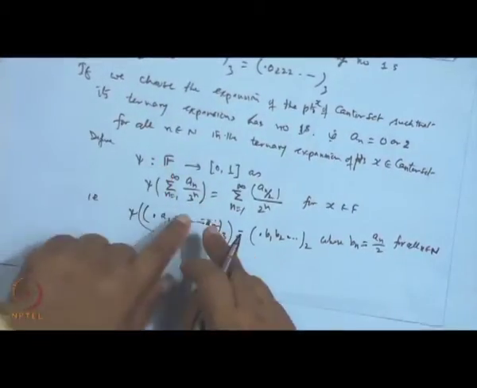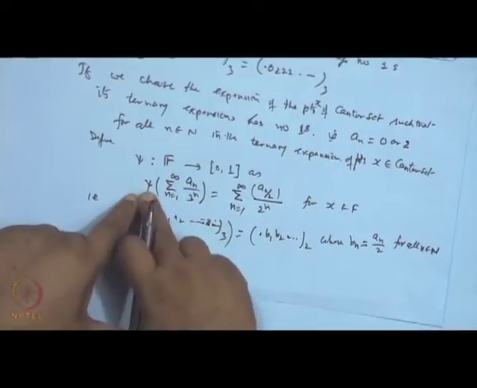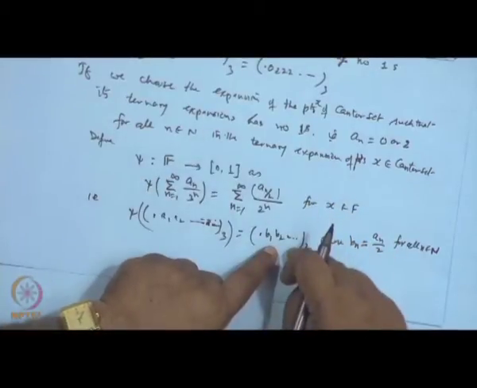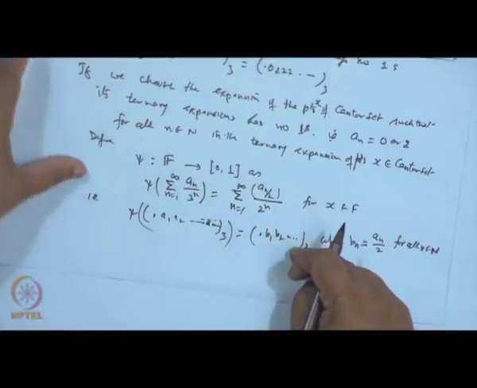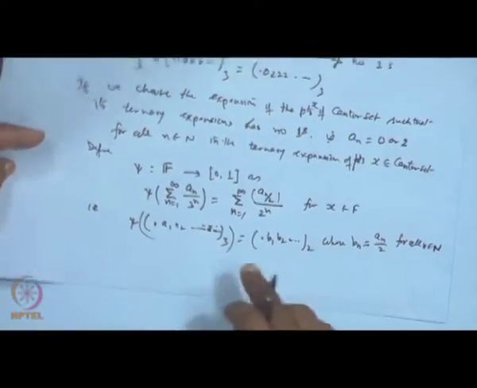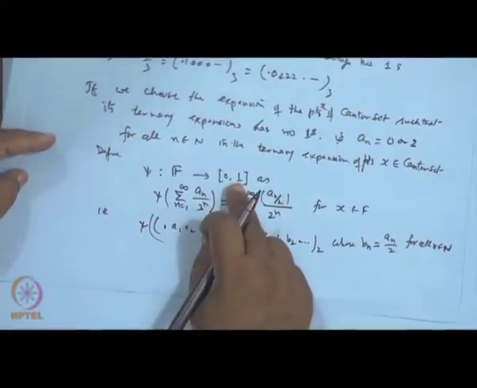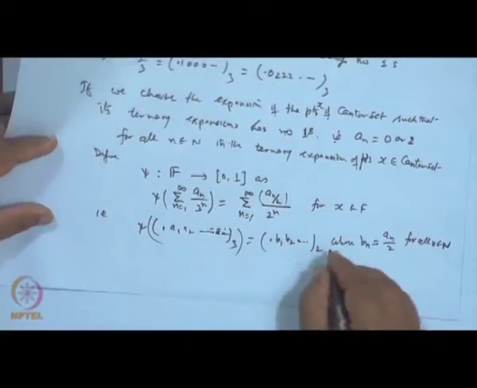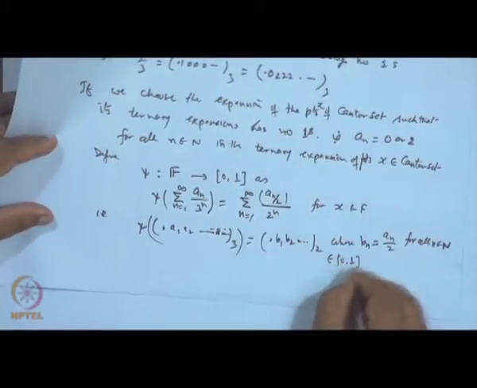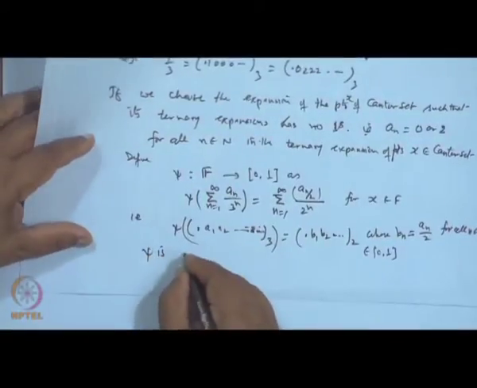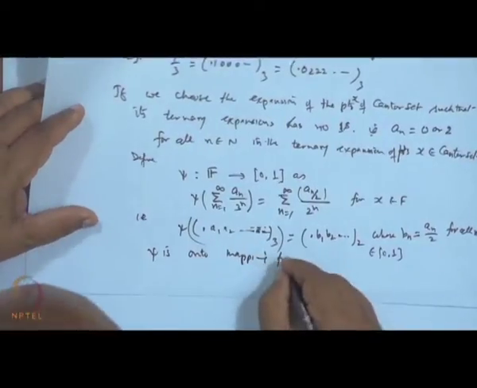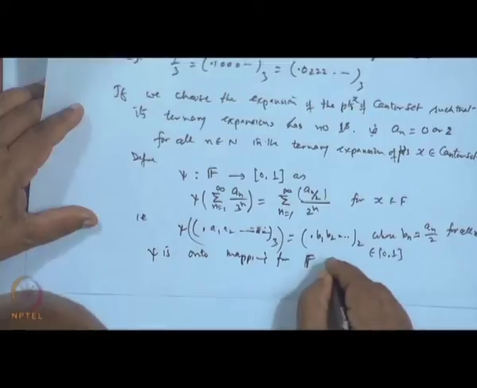So, this is our mapping: each point I am picking up from here, we write down its ternary expansion, and then for the image of this we take the binary expansion of the same digits. This binary expansion will also be a point in [0,1]. So, each point which is in F will have a point in [0,1]. So, this psi is an onto mapping from F to [0,1].